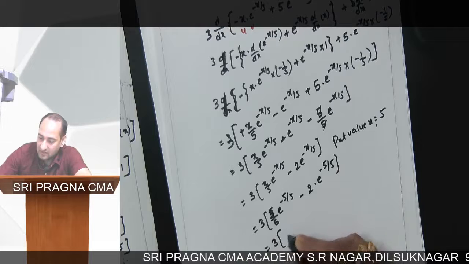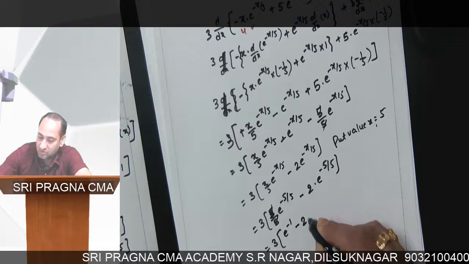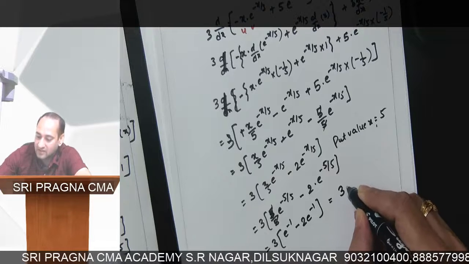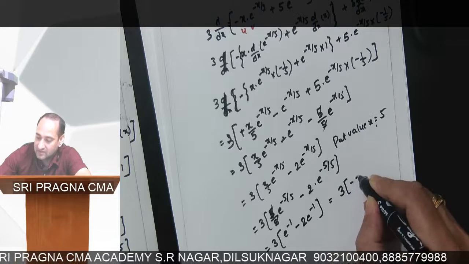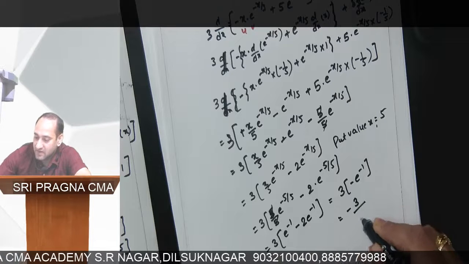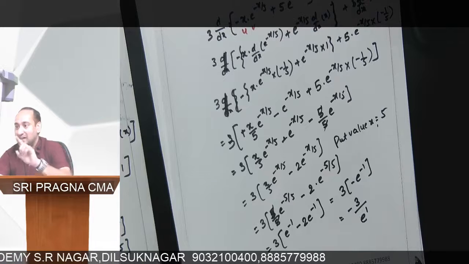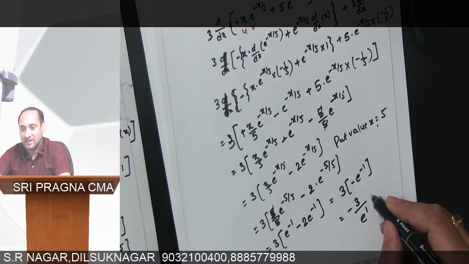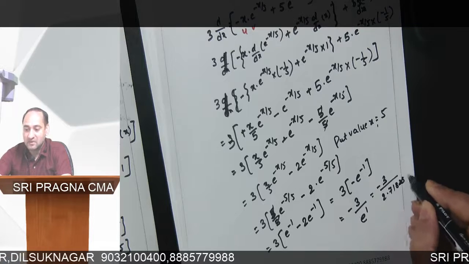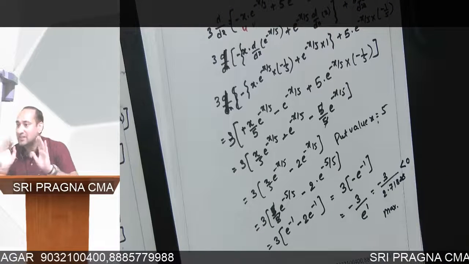So 3 divided, this cancels. So e to the power minus 1 minus 2 e to the power minus 1. So we are getting, okay, e to the power minus 1, right? So minus 3 divided by e to the power 1. So this one minus has created a lot of trouble. I have got the same thing, but I have done some mistake. We will check it. So we have got the number, minus 3 by 2.71828, and this number is coming to be less than 0. So maximum revenue. Clear?